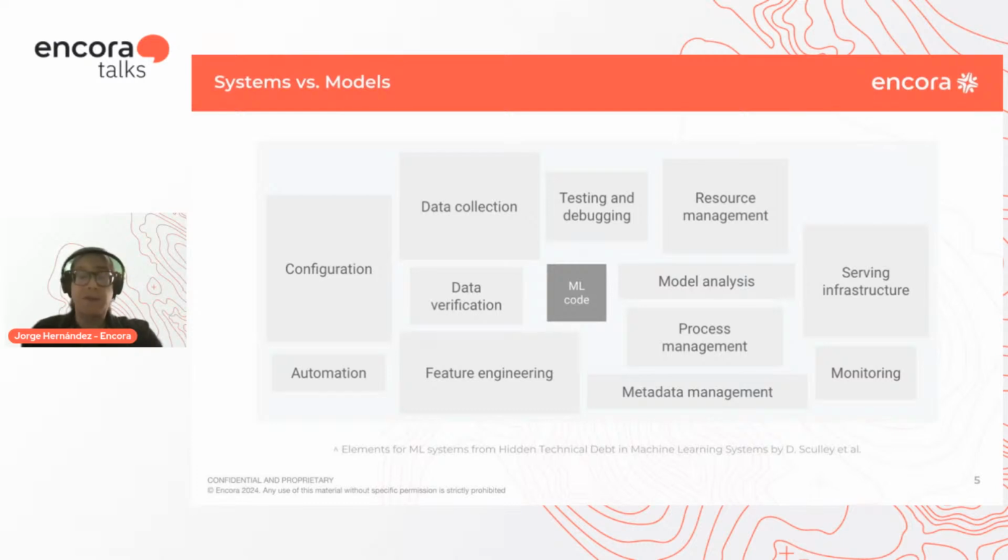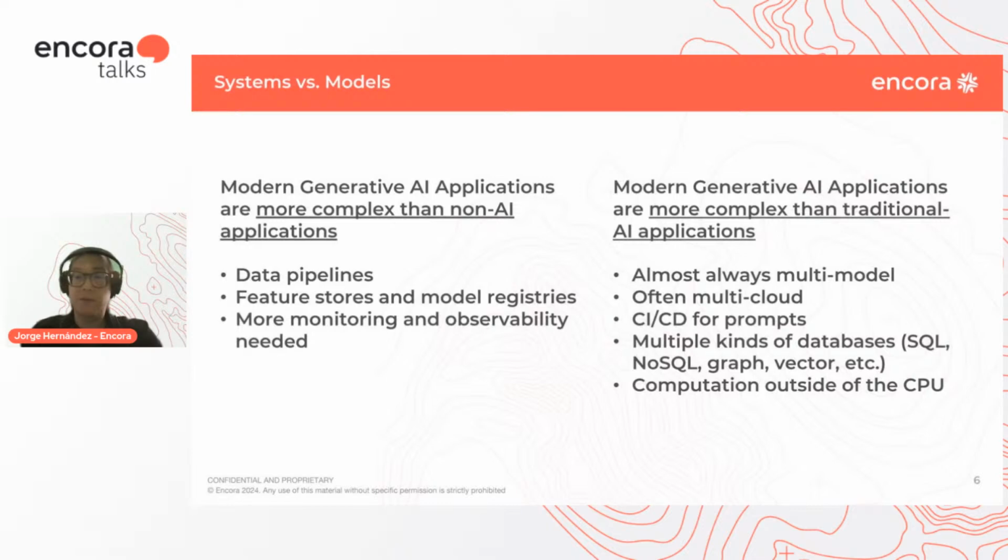There, your DevOps and software engineering knowledge applies. You don't have to worry about the ML. It's only when you look at that little square that you have to start worrying about everything else. And that is because modern generative AI applications are more complex than the non-AI applications. That little square includes data pipelines, feature stores, and model registries. Monitoring and observability is needed for that square, and that's extra on top of the normal DevOps work and SRE work that you'd have to do for a non-AI app.